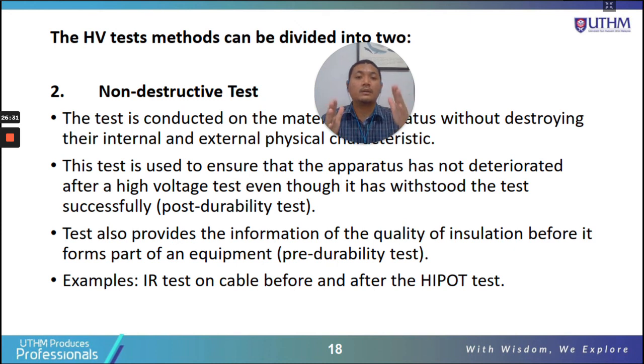If the IR test after the high-pot test is less than the IR test before the destructive test, that means that although the cable passed the test, the IR value is now getting lower, very weak. Okay, maybe in long term it will not be able to withstand. Alright, so that's the idea, pre and post.